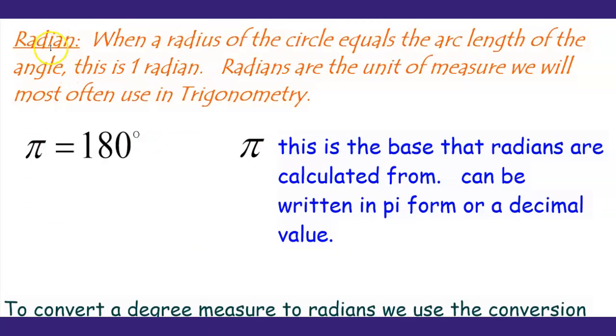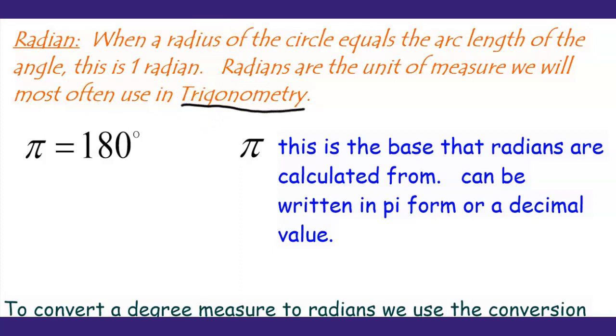A radian is when the radius of a circle equals the arc length of an angle. That is one radian. Radians are the measure we will most often use in trig or pre-calculus. This is the trig portion of our pre-calculus.